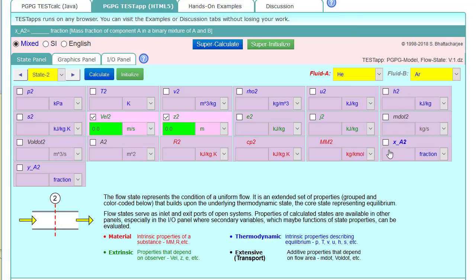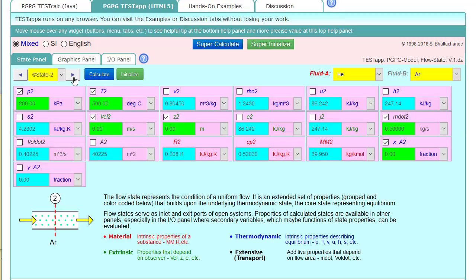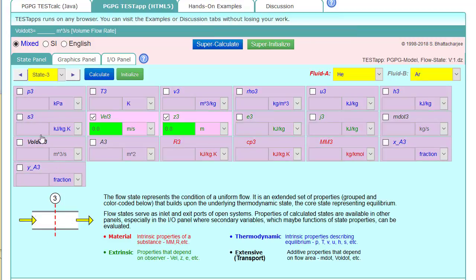State 2 now is going to be pure argon. So for the mass fraction of A, it's going to be 0. Pressure is still 200 kPa. And the temperature is given as 500 degrees C. And m dot as 0.5 kg per second for the argon. Calculate. Alright, and now state 3 is going to be the mixture.